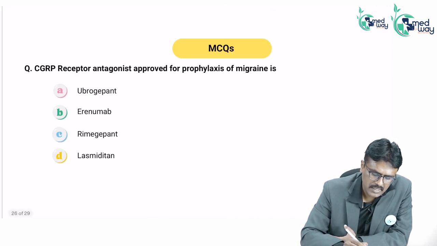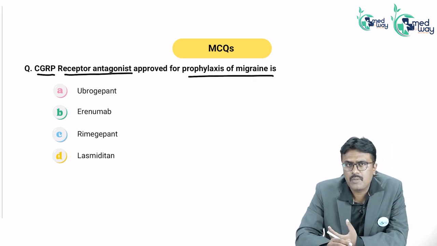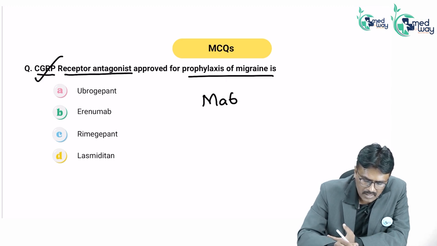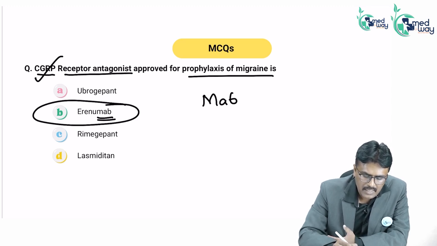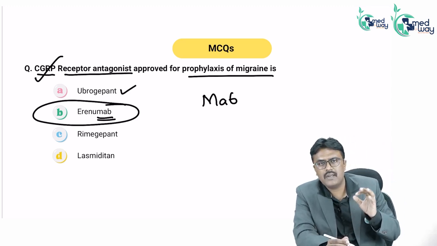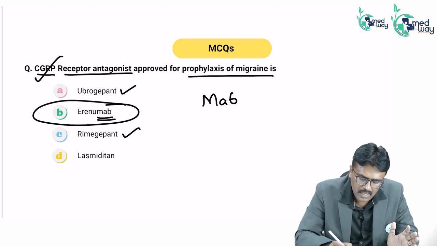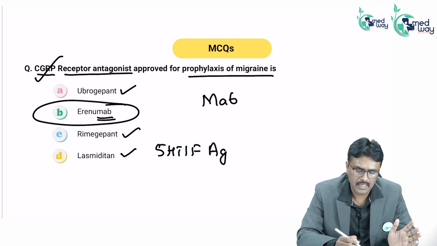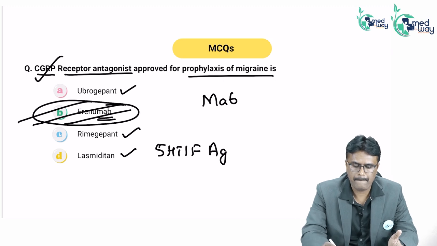The next question is the CGRP receptor antagonist for prophylaxis of migraine. I told you for prophylaxis CGRP blockers, they end with MAB. Search the drug. So there is only one drug ending with MAB. The name is erenumab. GPANTs also block CGRP, but they are used for acute attacks of migraine. This one also, lasmiditan is a 5-HT1F agonist that is also used in acute attack of migraine. But here, as per the question, erenumab is the answer.